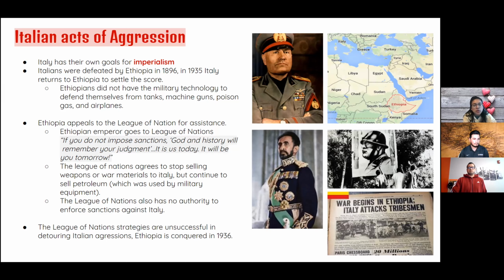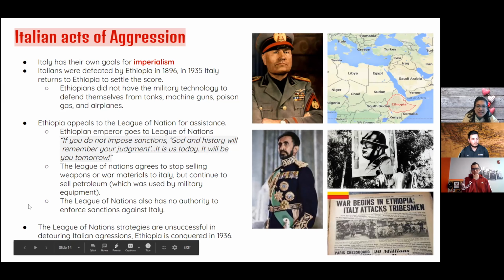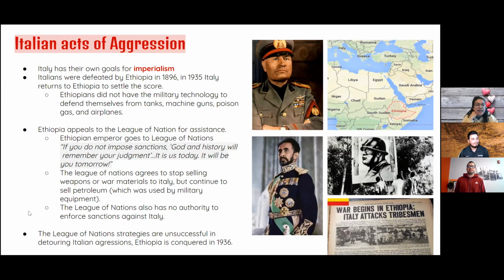Italy has their own goals for imperialism, and always that means that they are wanting resources and access to new markets. Italians were defeated in Ethiopia in 1896. And in 1935, Italy returns to Ethiopia to settle the score. For those of you who may not know, Ethiopia is this country down here in Africa. And again, you can see Italy is up here at the top of the map.